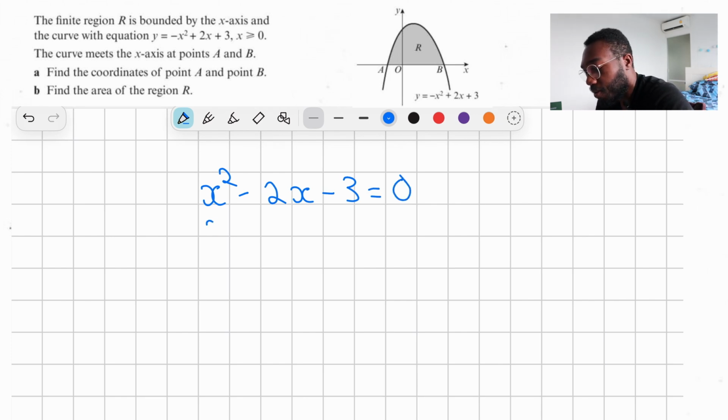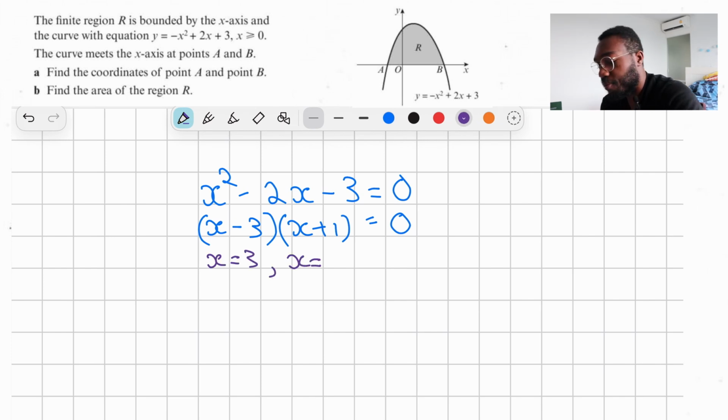We will get x minus 3 equals 0 and x plus 1 equals 0, and therefore we will get x as 3 and x as minus 1. So you know that it crosses the x-axis at minus 1 and when x is 3. So a would be (minus 1, 0) and b would be (3, 0). And if we know that, then we can find the area of the region under the curve, because if we integrate with those limits, it will give us our region.